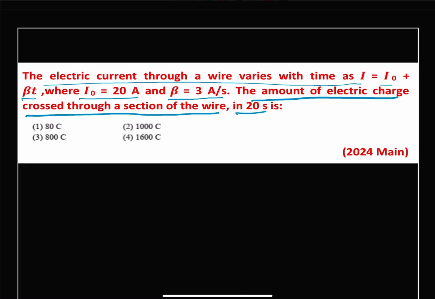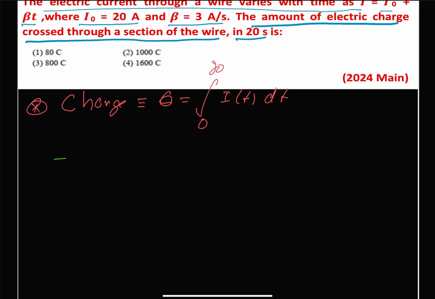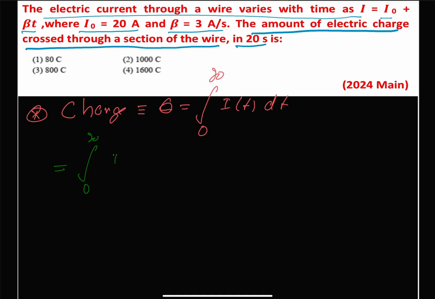Charge is nothing but integration of the current. So we can say charge, which is suppose Q, is equal to integration of the current-dependent equation in time t. Time is going to vary from 0 to 20. We can just substitute our I of t, which gives us the integral from 0 to 20 of I naught plus beta times t, dt, and we can substitute their values. I naught is 20, beta is 3, and this comes as dt.